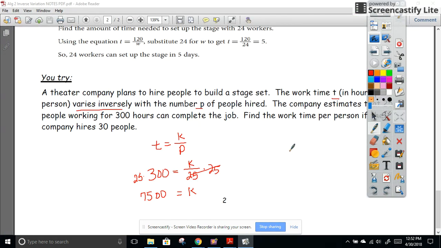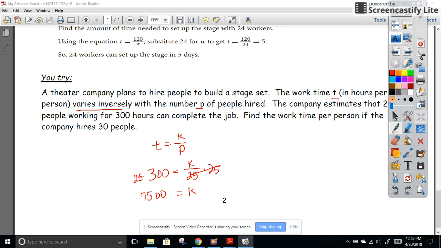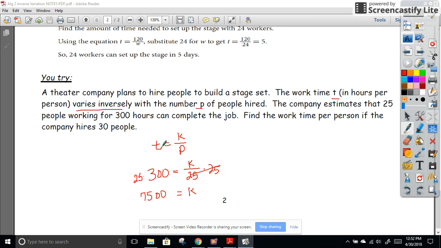Okay, there we go. So I think we were saying that based on this information, we did T equals K over P because T and P vary inversely. They gave me 25 people working for 300 hours can complete the job. Find the work time per person if the company hires 30 people. So we have a constant of variation of 7,500. That is the number that's going to be consistent. We divide that by P.